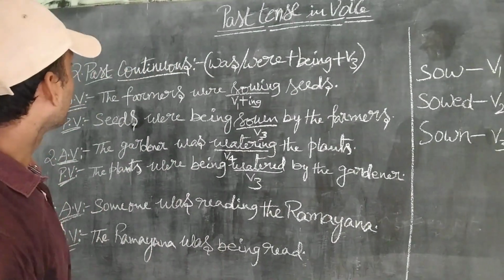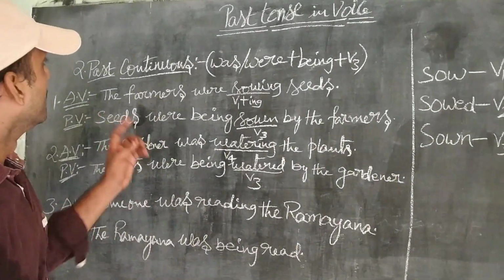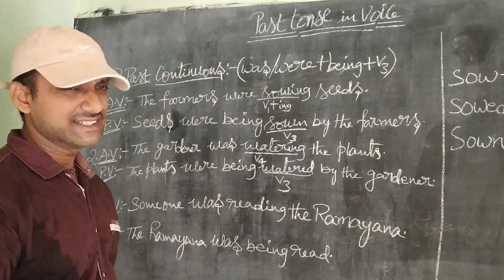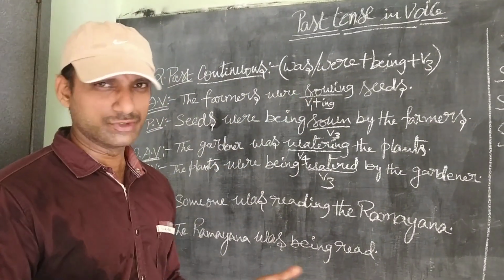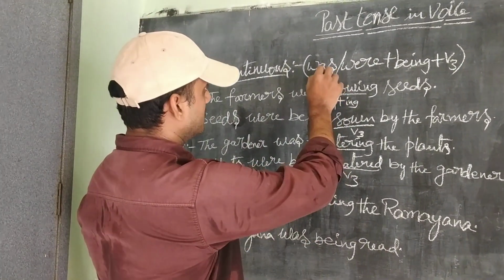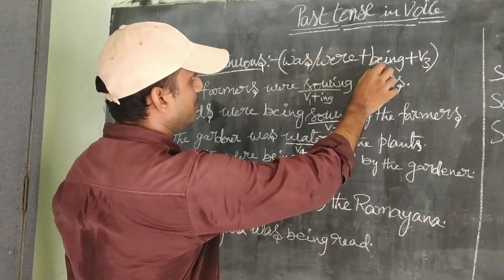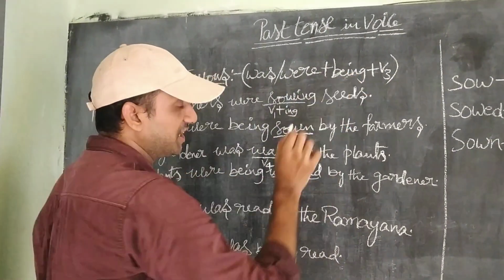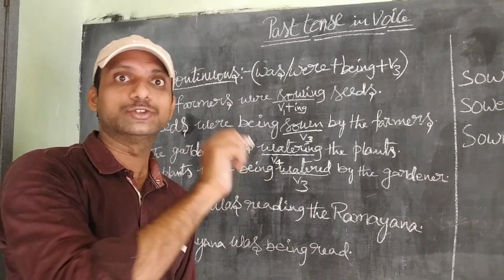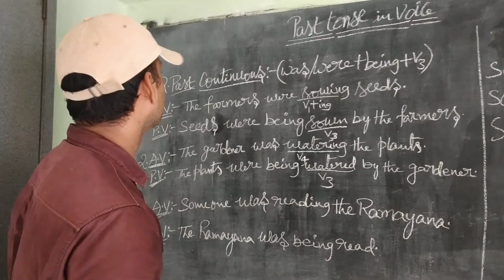Now the topic is past continuous. In past continuous, was and were are the helping verbs. We know that. V1 plus ing is the verb form. We know that. But here the rule is was or were plus being plus V3. When you see continuous form, you have to keep being to change active voice into passive voice. This is the main important rule.